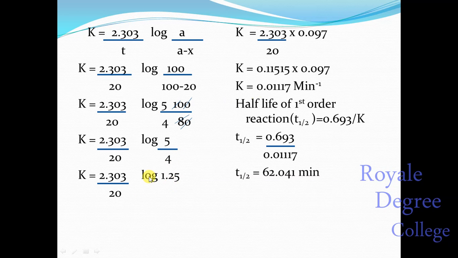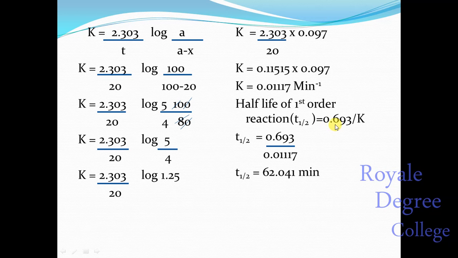Next step is k is equal to 2.303 by 20 into log value. That is the log value of what? 1.25. So we get the log value as 0.097. Now, first of all, we are dividing 2.303 by 20, so you will get the value 0.11515. It should be multiplied with this value 0.097. So if we multiply these both values, we get the k value as 0.01117 per minute.